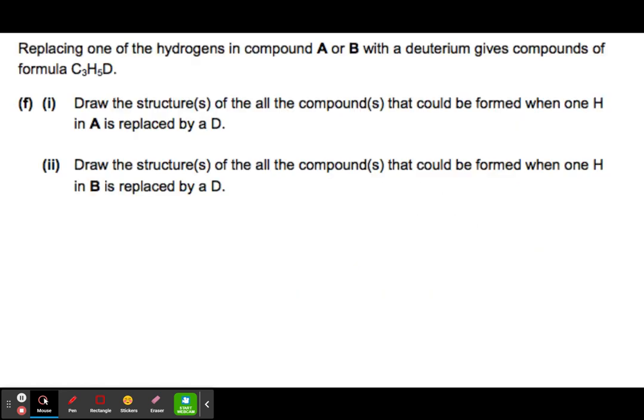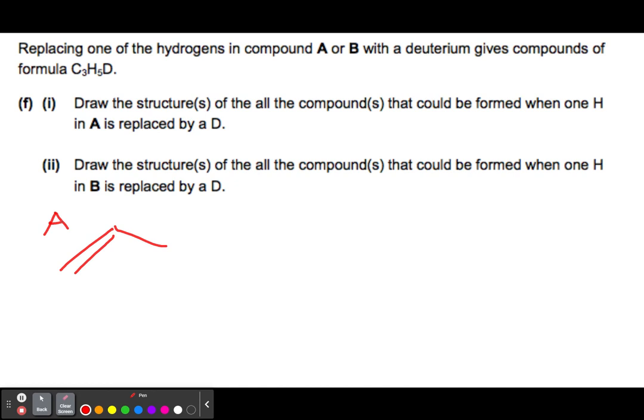Right, we jumped quite quickly in. Replacing one of the hydrogens in compound A or B with a deuterium gives compounds of formula C3H5D. So this is essentially just deuteration, but you don't have to think about any mechanistic way to make it. You just have to draw them. So we determined from the previous question that this is A. And if you didn't get that, you're sort of stuck. So that's the problem with some of these questions. You have to get the first ones to be able to do the rest.